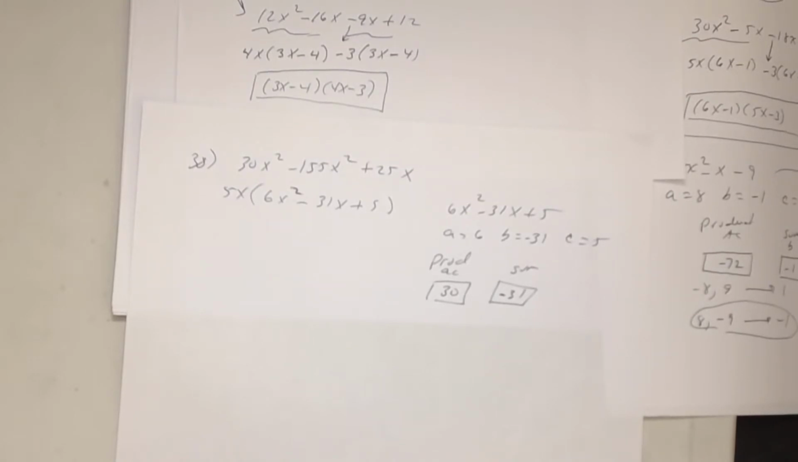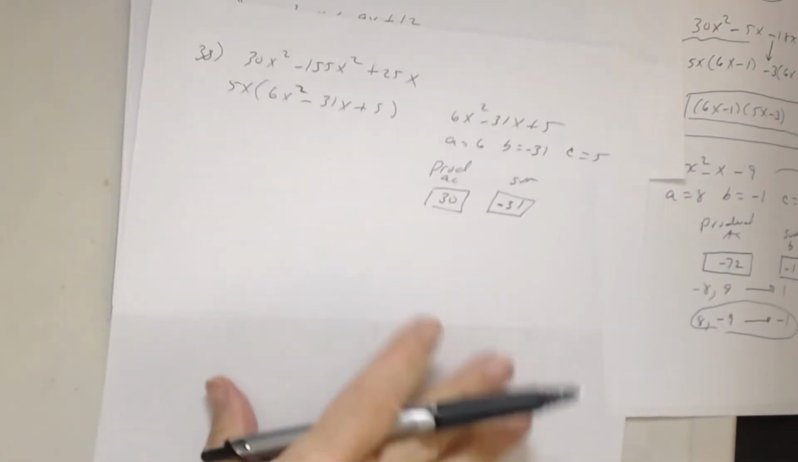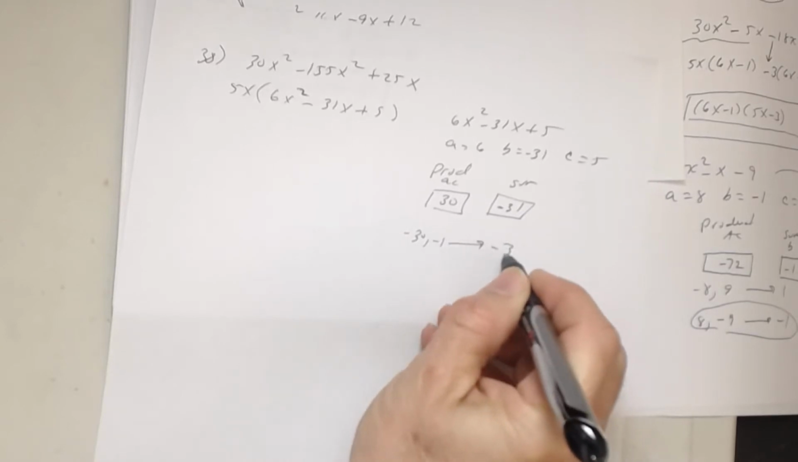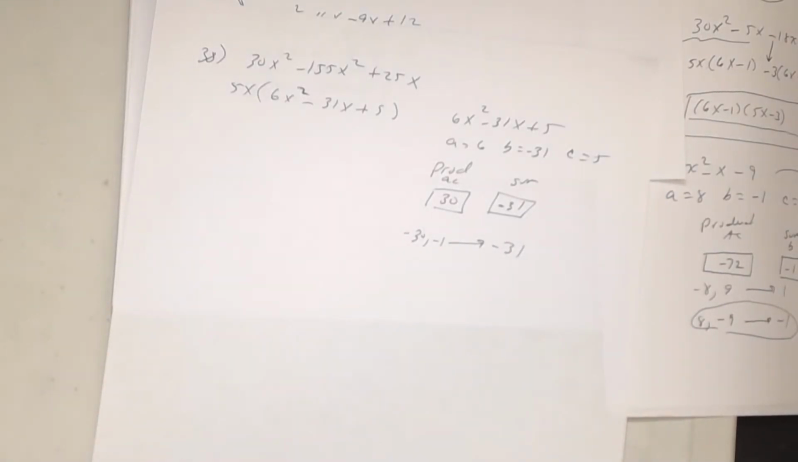Not negative 5. Yeah, 30 and 1. 31, right? So negative 30, negative 1? All right. So negative 30, negative 1 is going to work. Now some of you saw that right away. Others of you may need to go through that process.